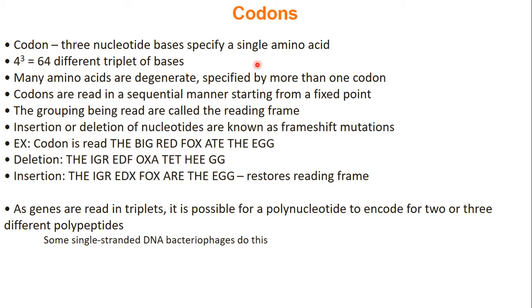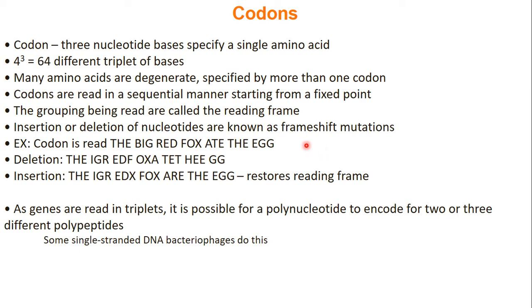Now, many amino acids are degenerate. That is, they are specified by more than one codon. And when we're reading codons, we'll start from a specified point and then read them in groups of 3. And these groupings are called the reading frame. Now, the big problem with insertion and deletion of nucleotides is that they cause frame shift mutations.